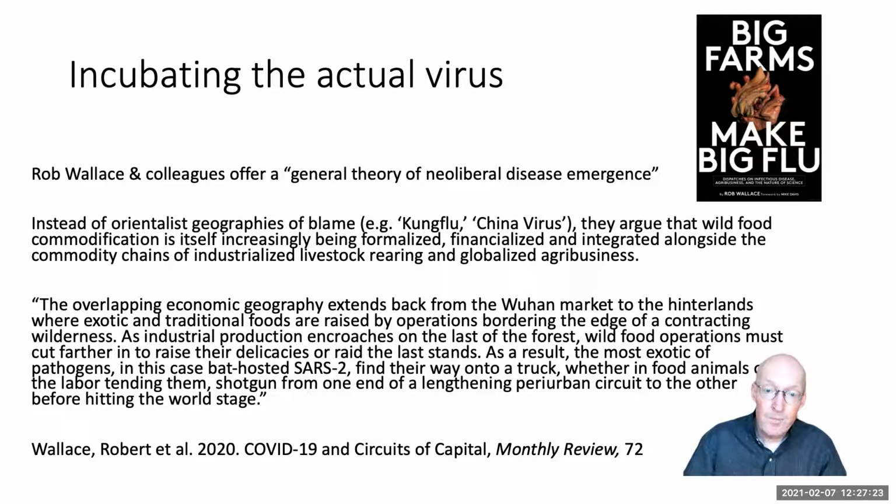They argue in this article that the overlapping economic geography extends back from the Wuhan market to the hinterlands where exotic and traditional foods are raised by operations bordering the edge of contracting wilderness. Industrial production encroaches on the last of the forest, and wild food operations must cut further in to raise their delicacies or raid the last stands. As a result, the most exotic of pathogens, in this case bat-hosted SARS-2, find their way onto a truck, whether in food animals or the labor tending them, shotgun from one end of a lengthening peri-urban circuit to the other before hitting the world stage. So this is their general theory of neoliberal disease emergence in action.